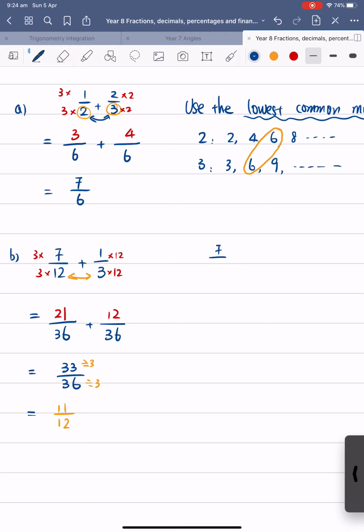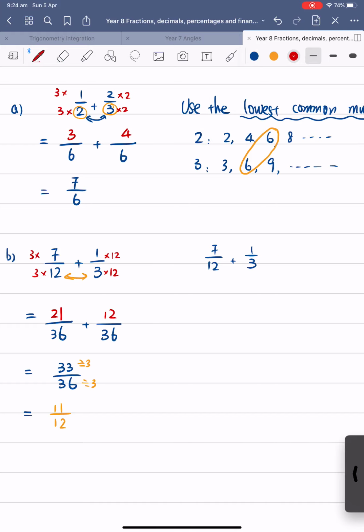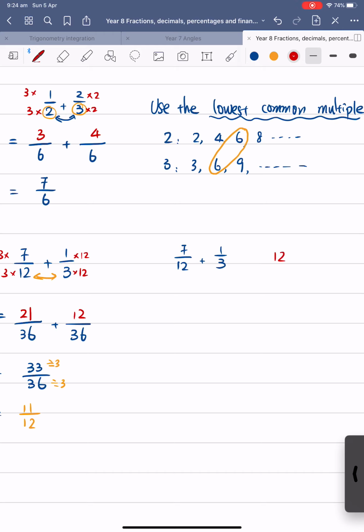How about if we do this question using the lowest common multiple? Instead of multiplying these two numbers together, we're actually using the lowest common multiple. Between 12 and 3, the lowest common multiple is actually 12, because all you have to do is simply times here by 4 and 4, you can get to 12. You don't have to change the first fraction. So that gives you 7/12 plus 4/12, which is equal to 11/12. And then you don't need to simplify.